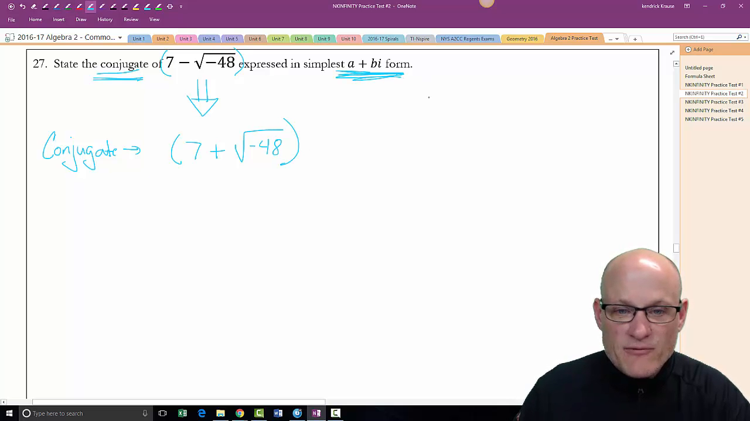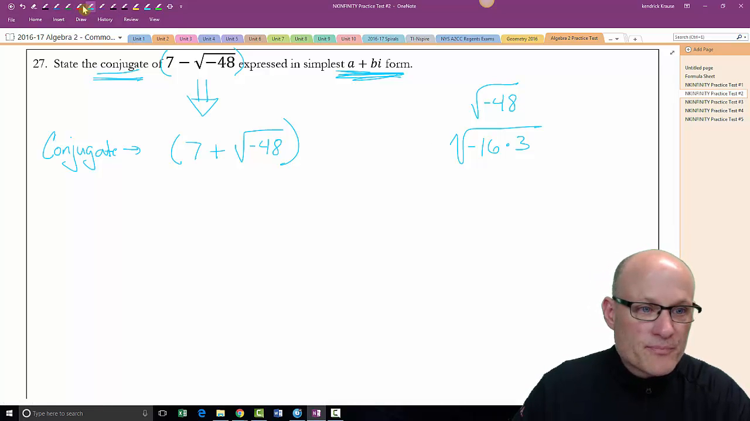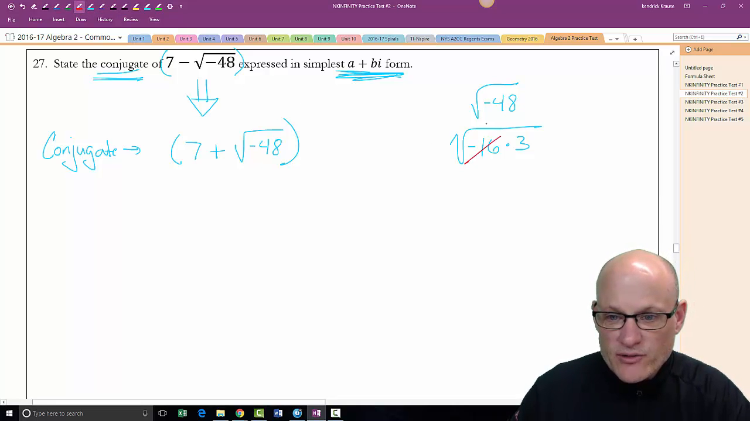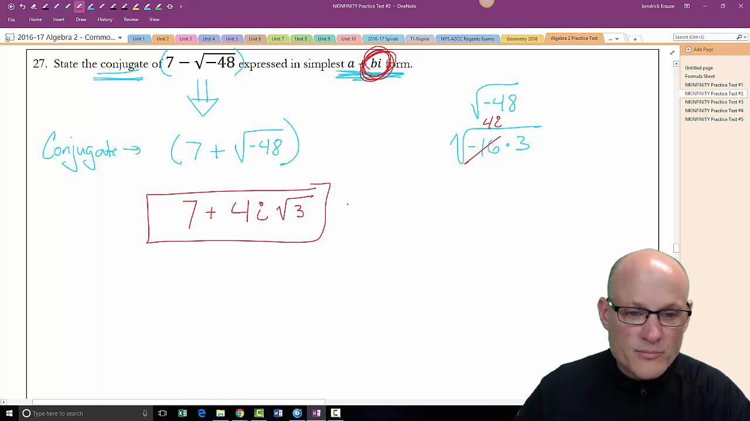Now I've got to state it in a plus bi form, which really means I just have to simplify the negative 48. And hopefully you know this is negative 16 times 3. If you used 4, you didn't get the biggest one. I don't know what to tell you. The square root of negative 16 is 4i. Now you should have known you needed an i because it said it needs to be in a plus bi form. So the answer to this question is 7 plus 4i square root of 3. Done.